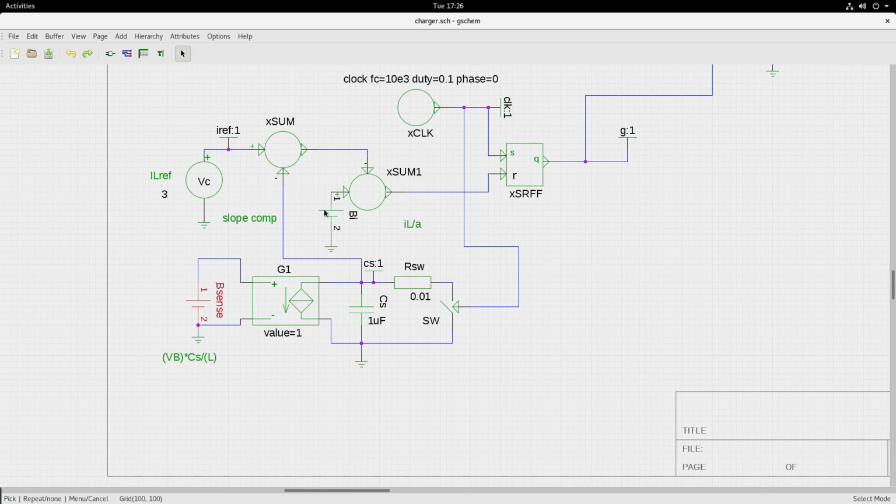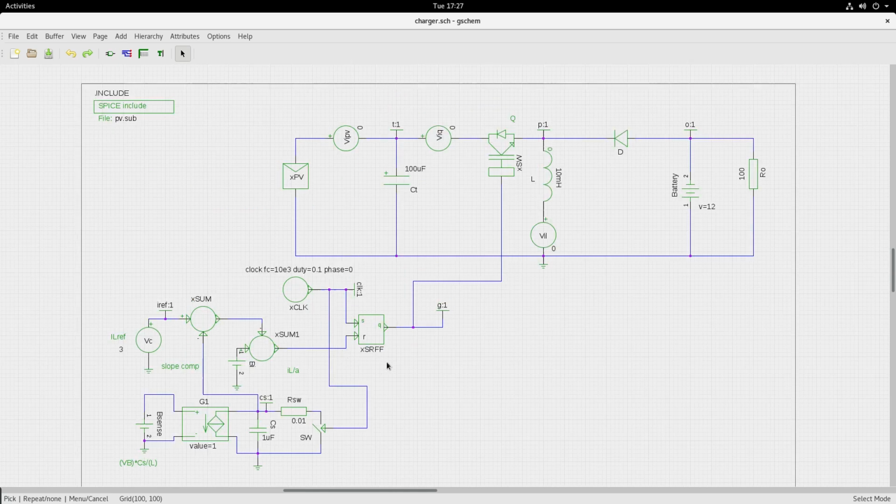So this is exactly the block schematic that we are simulating, and here this VC, in the case of MPPT, will come from the output of the MPPT controller and will define the IREF. So now let us simulate this.